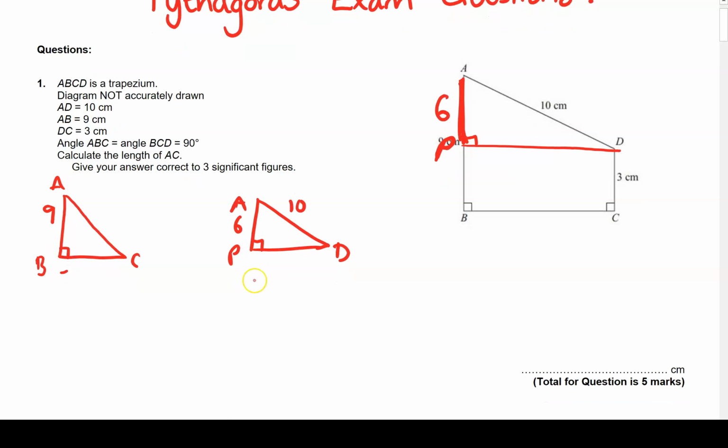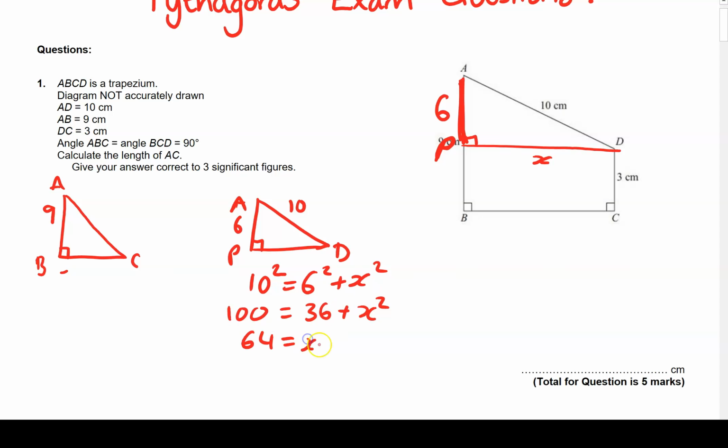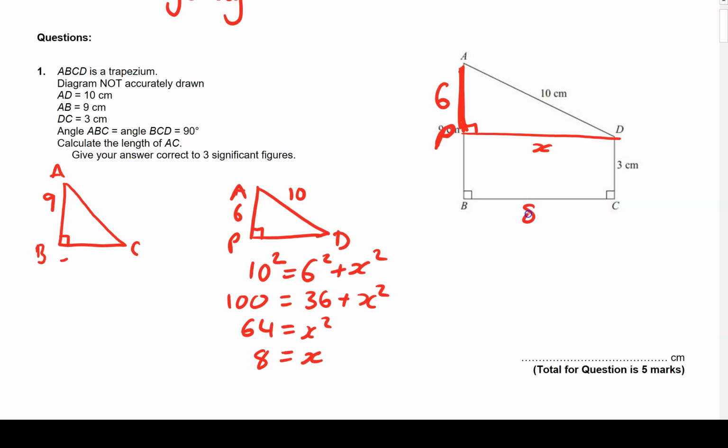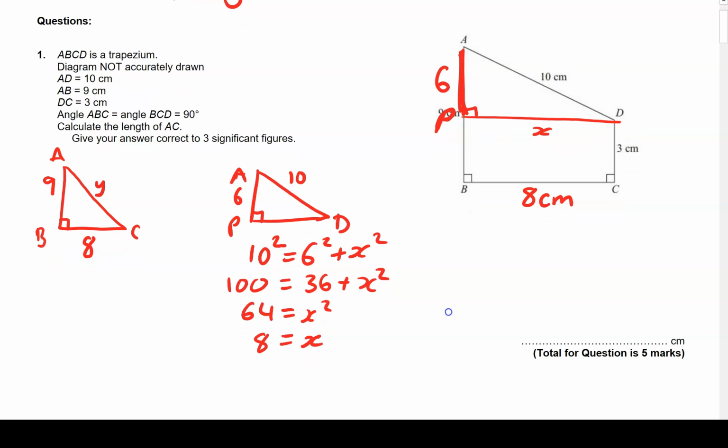So doing Pythagoras with this, 10 squared is 6 squared plus, let's call it x squared. So 100 is 36 plus something squared. So 64 is something squared and the something is 8. So the width BC is 8 centimetres. So if we now go back to our original, we've got 9 and 8. So AC, we'll call that Y this time, because we're on a different diagram doing a different calculation, so we should be using a different letter.